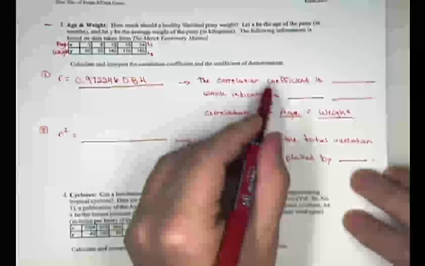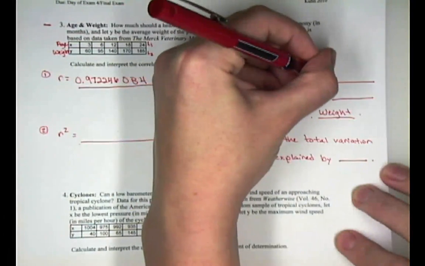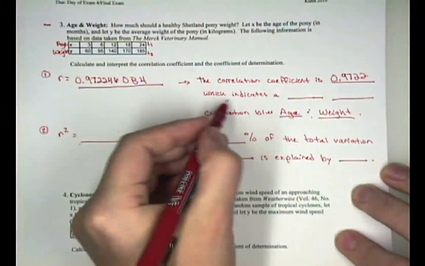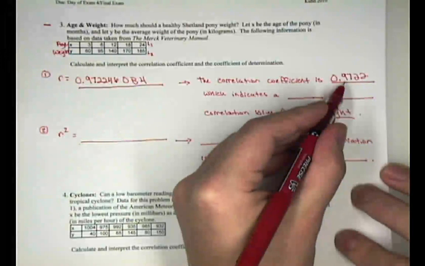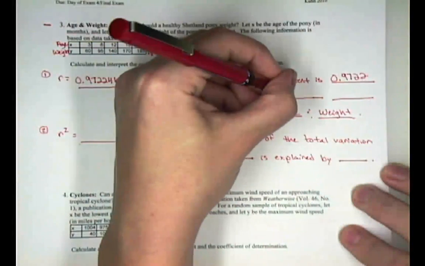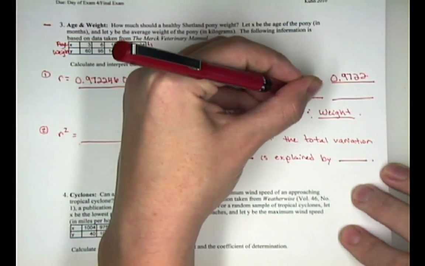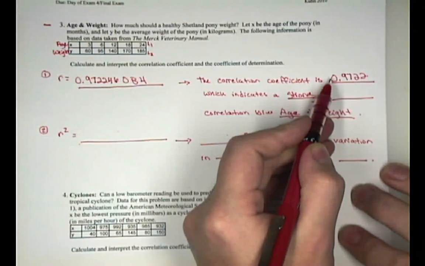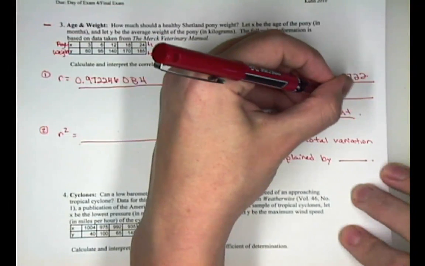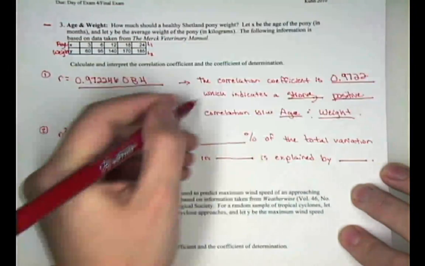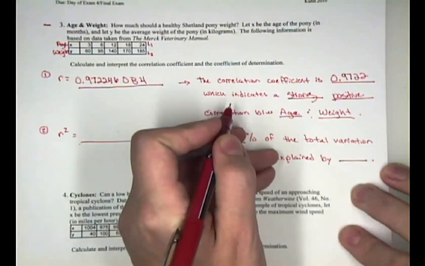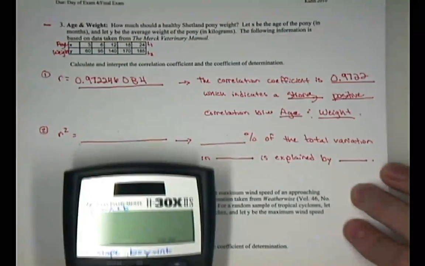And the interpretation goes, the correlation coefficient is, and you put down what it is, and at this point you can round depending on what your instructor requires, which indicates a, if it's close to 1 or negative 1, it's strong, and this is really close to 1, so we're going to say strong. If it's negative, it's a negative correlation. If there's no symbol here, it's assumed positive, so it's a positive correlation between the X variable, which is age, and the Y variable, which is weight. And that's the interpretation of the correlation coefficient.